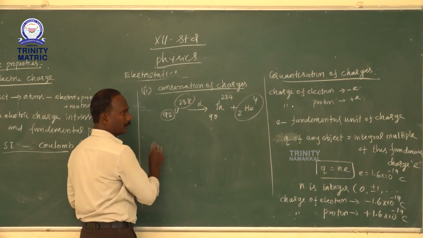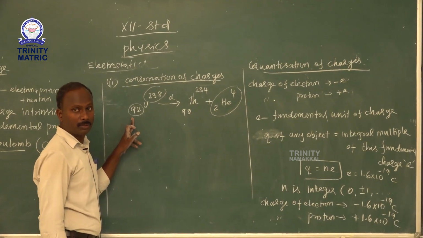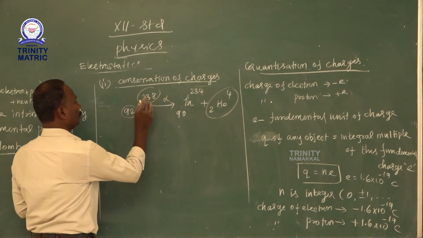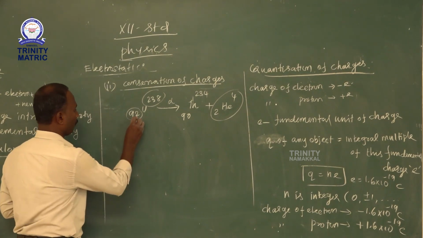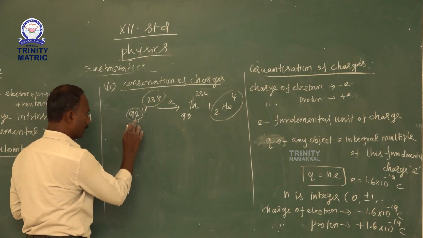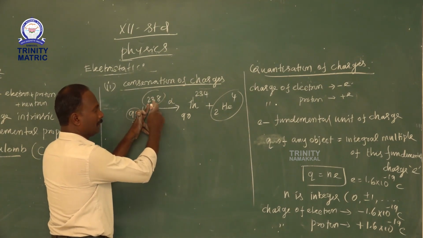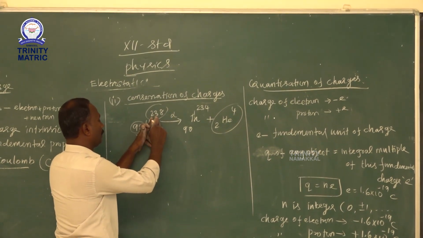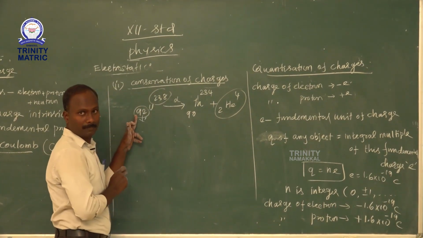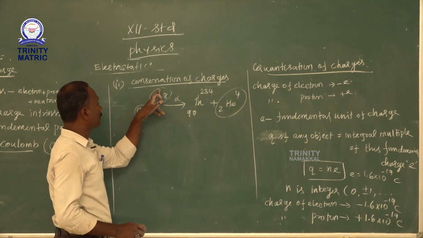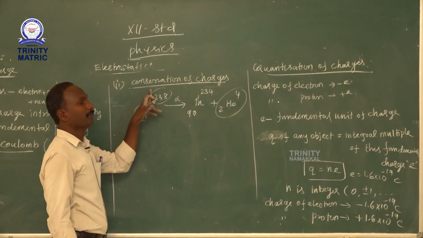92 is the number of electrons. So, atomic number is equal to the number of electrons. 238 is the mass number. The mass number consists of the number of protons and the number of neutrons. How many protons are there in the mass number? It is equal to the number of electrons.